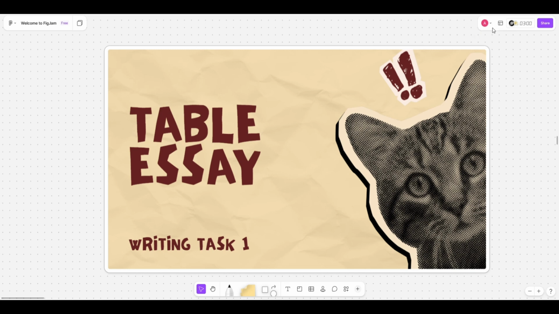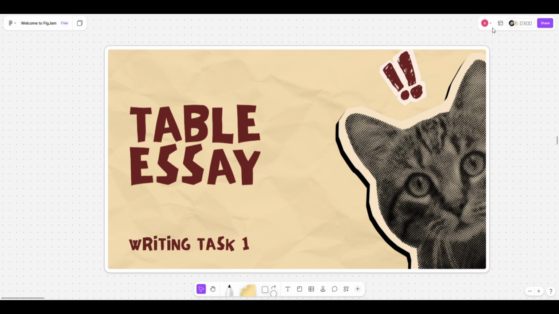Today we're looking at another key task type in IELTS Writing Task 1, the table essay. Tables might look a little intimidating at first, lots of numbers, lots of rows and columns, but don't worry. Once you know how to read them and what to focus on, they're actually very straightforward to write about, and today I'm going to show you exactly how.